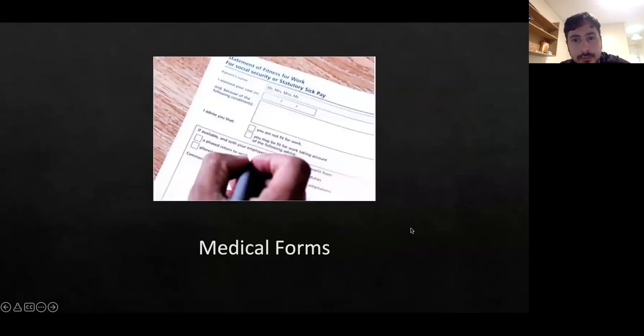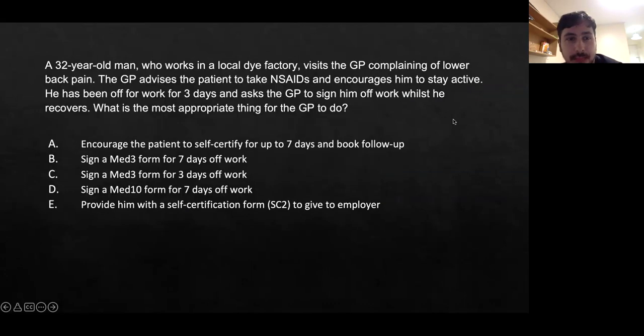Medical forms. Now, UCL do throw in 1, maximum 2 questions in the SBA about this. And this is the first SBA to cover. A 32-year-old man who works in a local dye factory visits the GP complaining of lower back pain. The GP tells the patient to take NSAIDs and encourages him to stay active. He's been off work for 3 days and asks the GP to sign him off work while he recovers. What should the GP do?